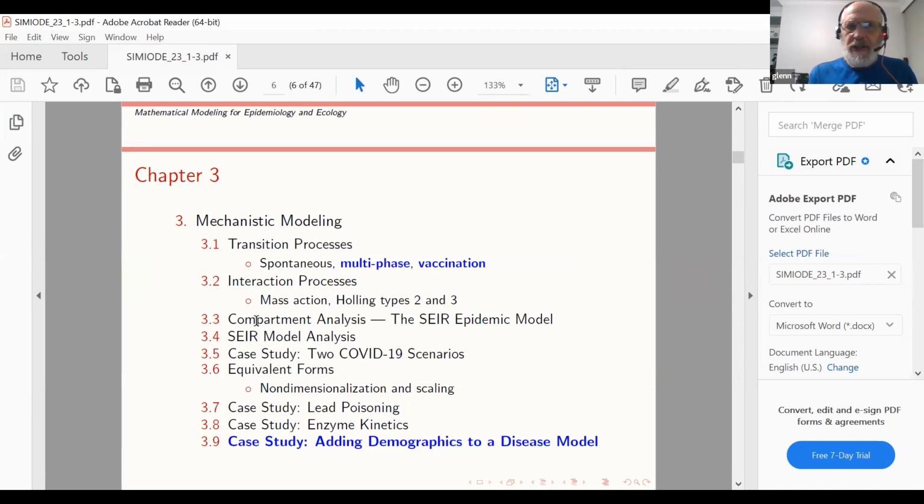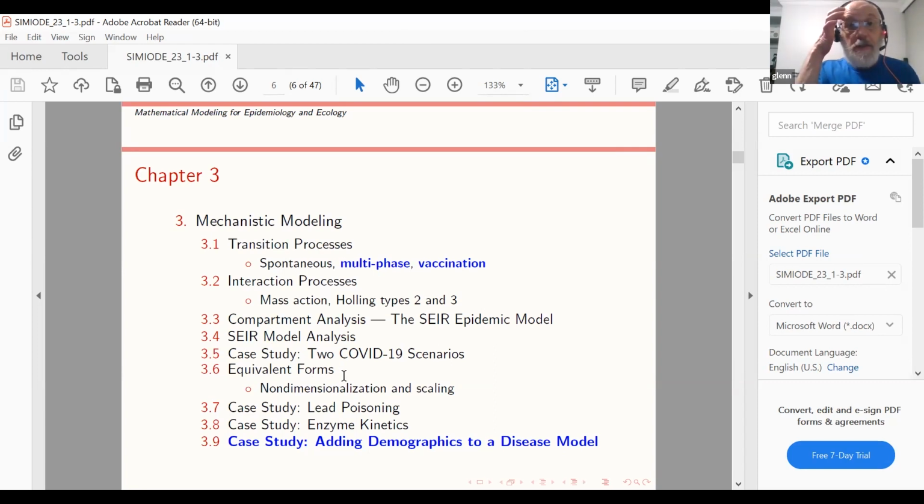Then there is a section on compartment analysis, which uses the SEIR epidemic model to illustrate the method, and a section that does model analysis, but it doesn't do dynamical system analysis. That's something you do for an endemic model. Instead, it looks at things like how many people are still susceptible when the epidemic ends. Then there's a case study that includes two COVID-19 scenarios, which I've used in teaching materials.